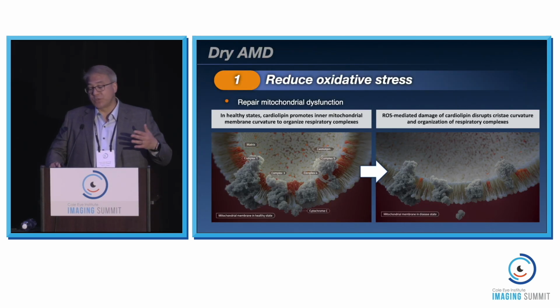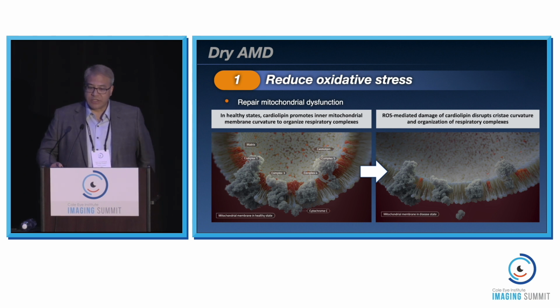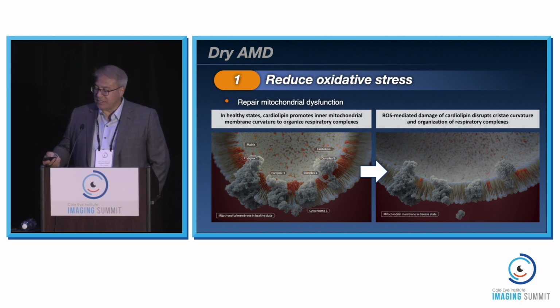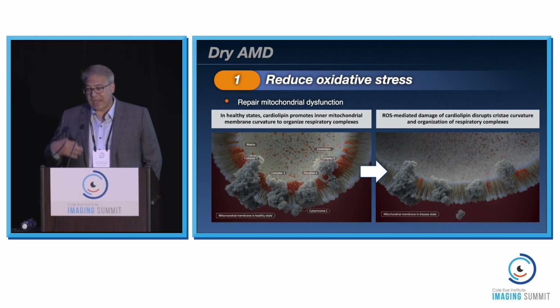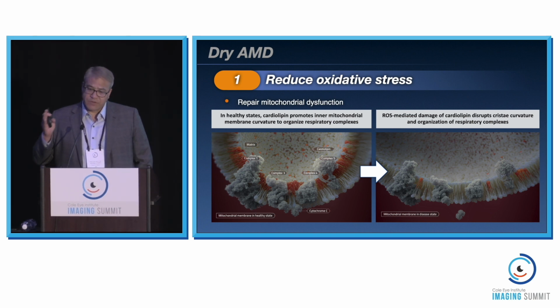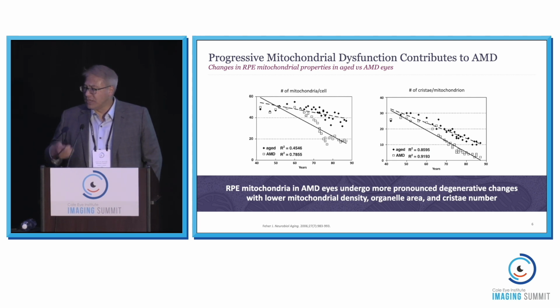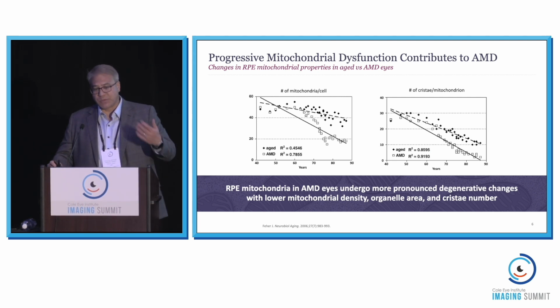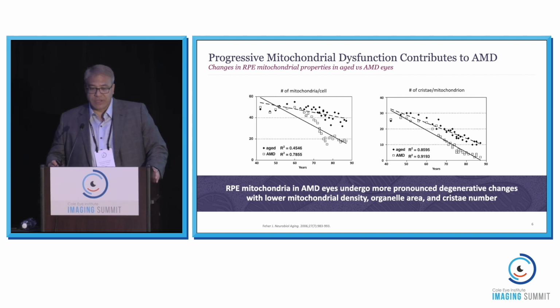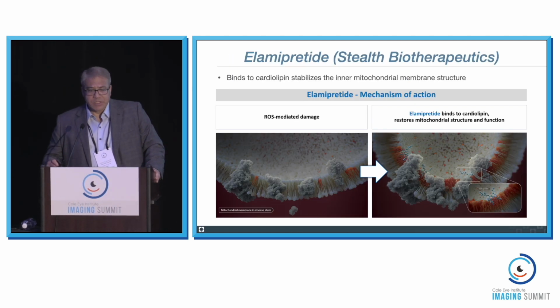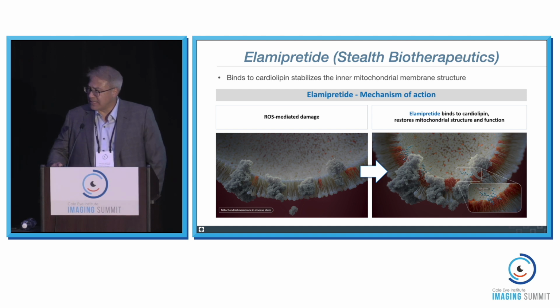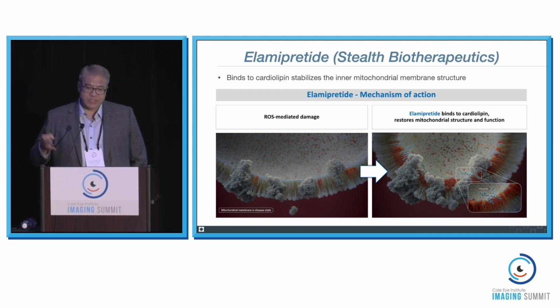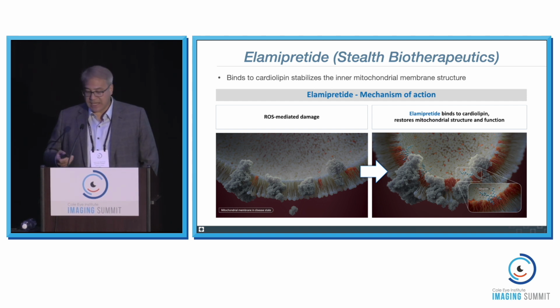So looking at this first one, oxidative stress, this is a known fact that as we grow older, our mitochondria get damaged, and this increases over time. In fact, if you look at patients with macular degeneration versus age-matched controls, the patients with macular degeneration have much more pronounced damage to their mitochondria. So one company, Stealth Biotherapeutics, has a drug that basically binds to cardiolipin and restores mitochondrial function. This is a subcutaneous injection, so not intravitreal, sub-Q.